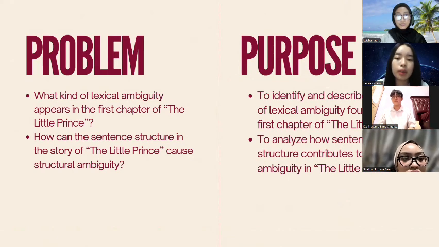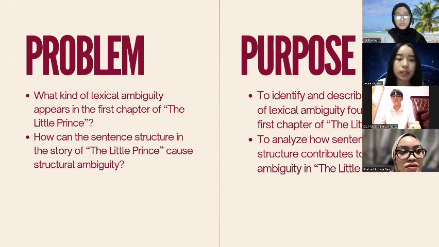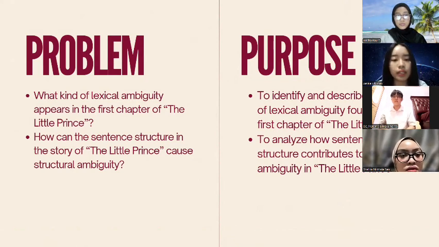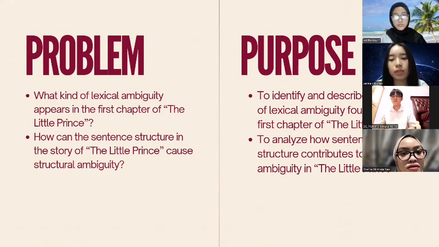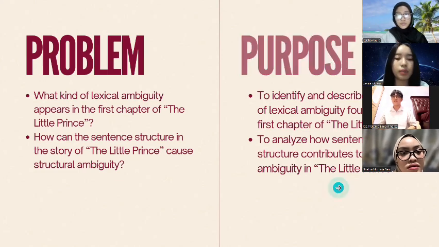And now the problem and the purpose. The problem is what kind of lexical ambiguity appears in the first chapter of The Little Prince. And the second problem is how can the sentence structure in the story of The Little Prince cause structural ambiguity? And the purpose is to identify and describe the types of lexical ambiguity found in the first chapter of The Little Prince. And the second one is to analyze how sentence structure contributes to structural ambiguity in The Little Prince. Next slide will be presented by my friends.